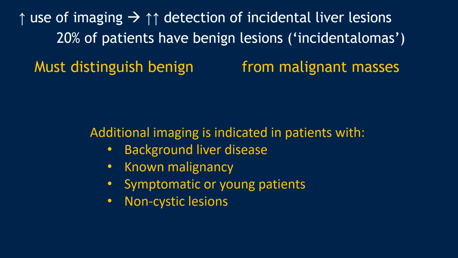Additional imaging is often indicated in patients with a known background history of liver disease, such as hepatocellular disease or cirrhosis, patients with known malignancy, or symptomatic or young patients, and finally, non-cystic lesions.